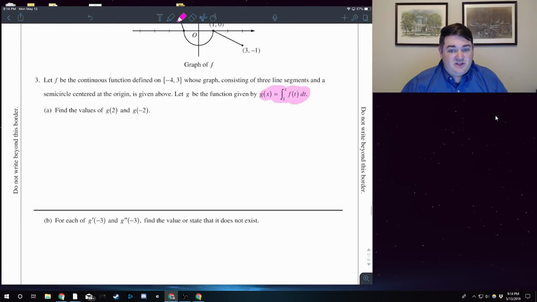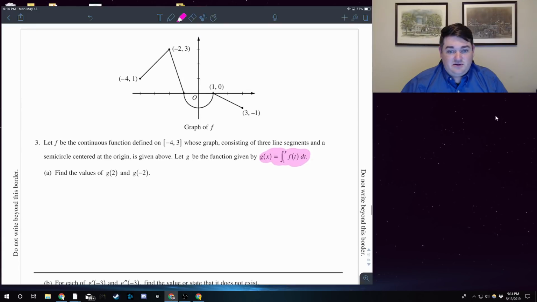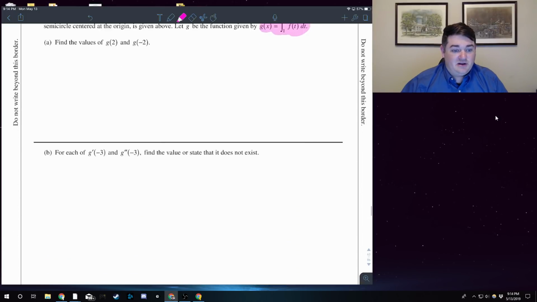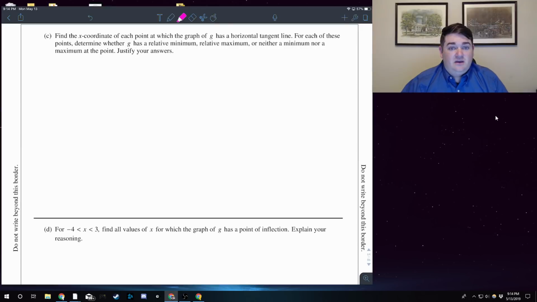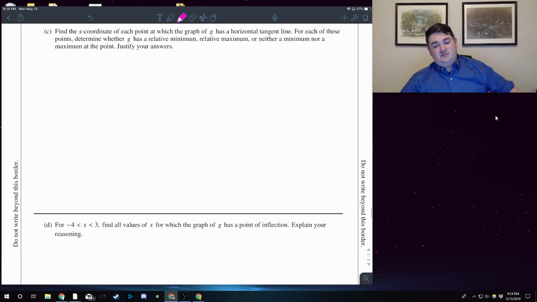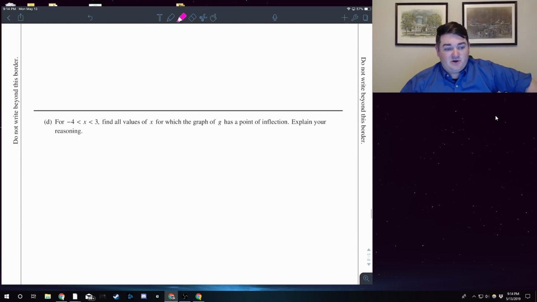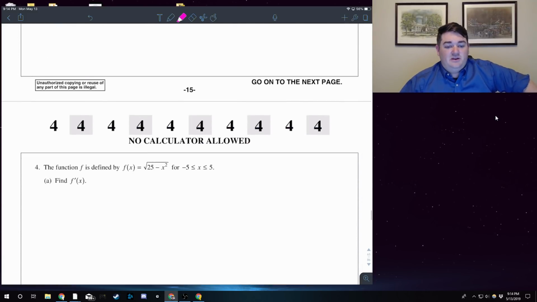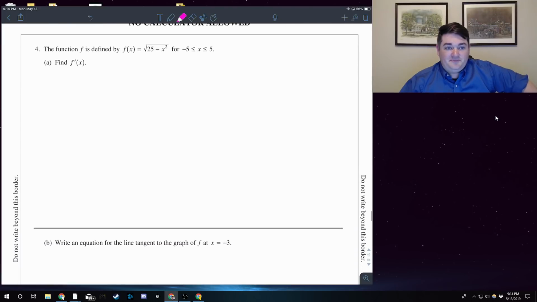Find the value or state that it does not exist. I can guarantee you the cusp is going to come into play here. Looking for horizontal tangent lines. If you've worked enough of these problems, then this all should feel very, very samey to you, because these problems are all kind of the same. Not much that's too noteworthy there.